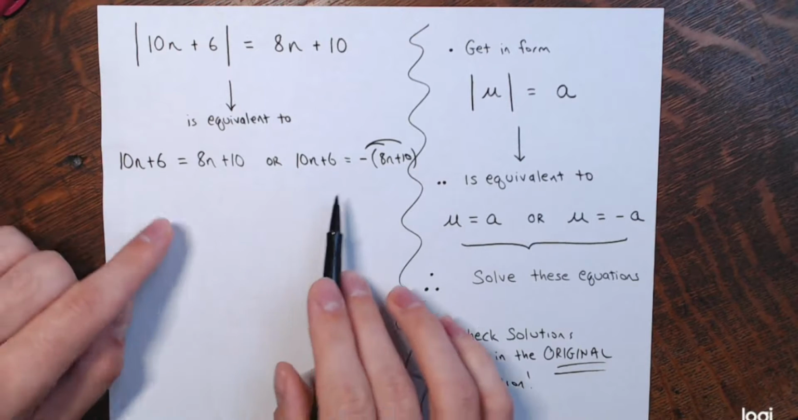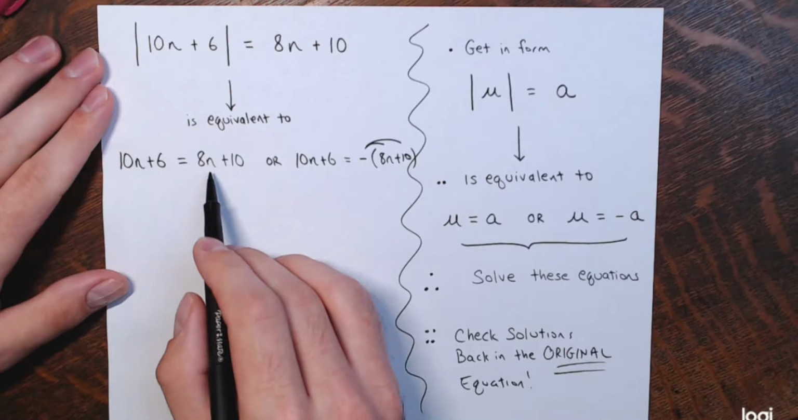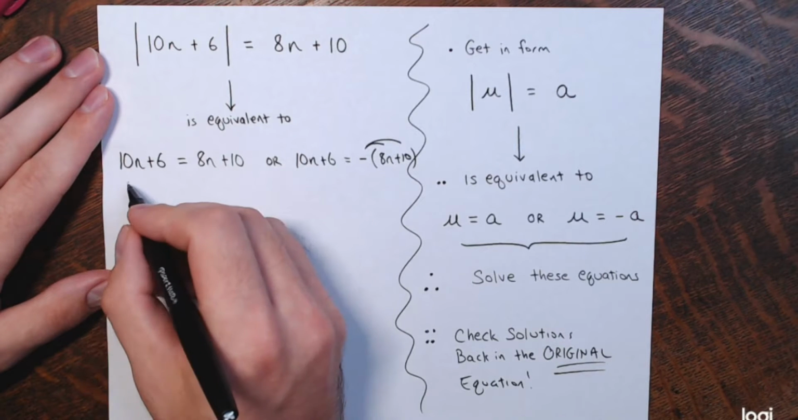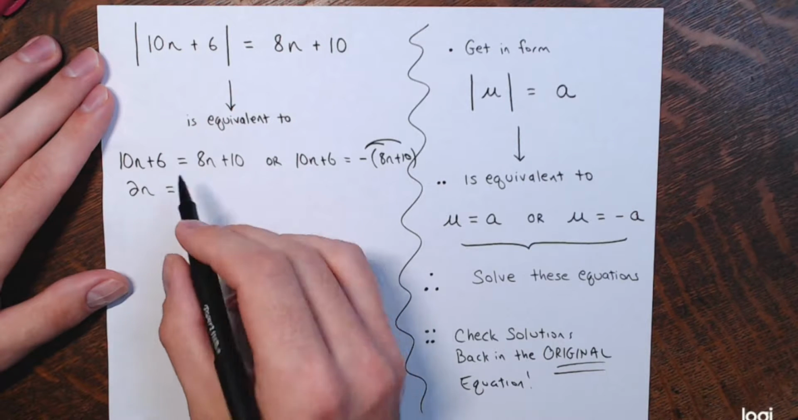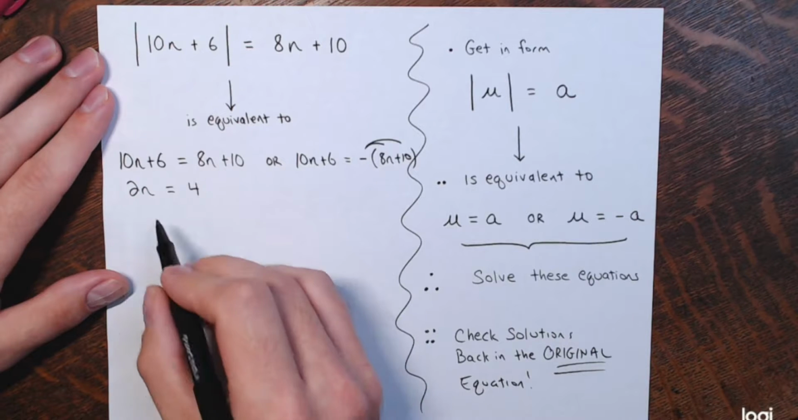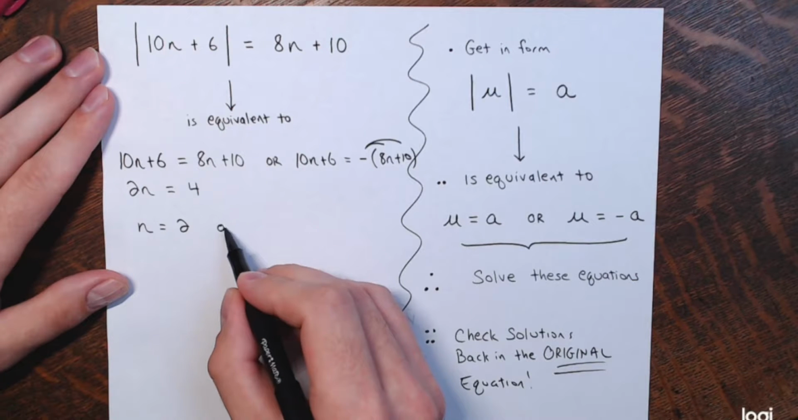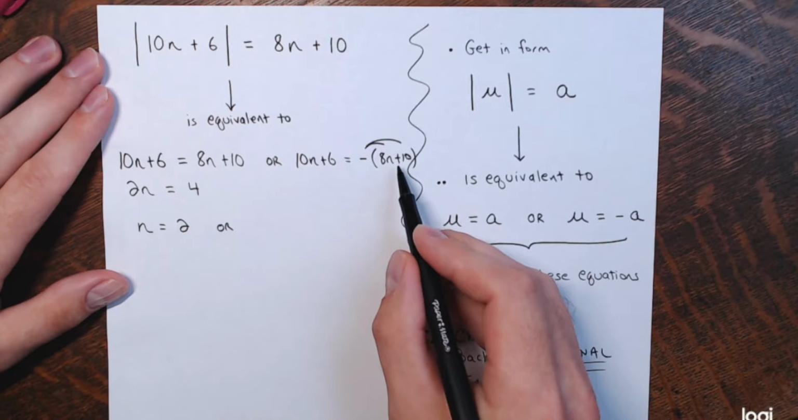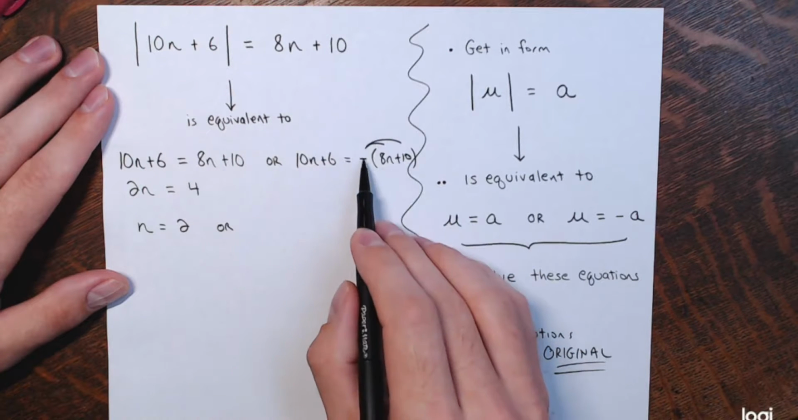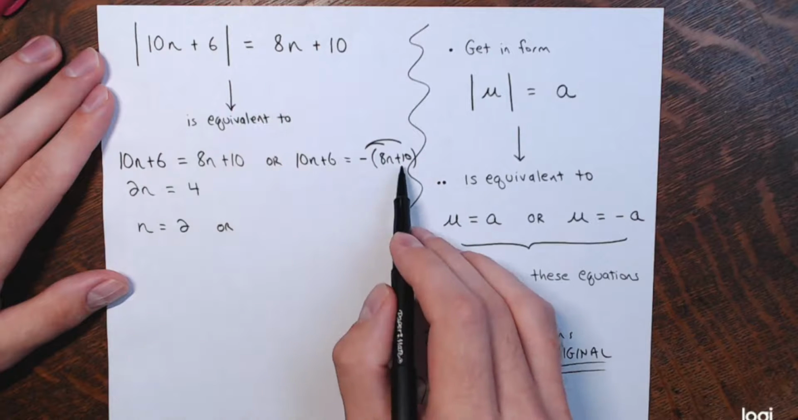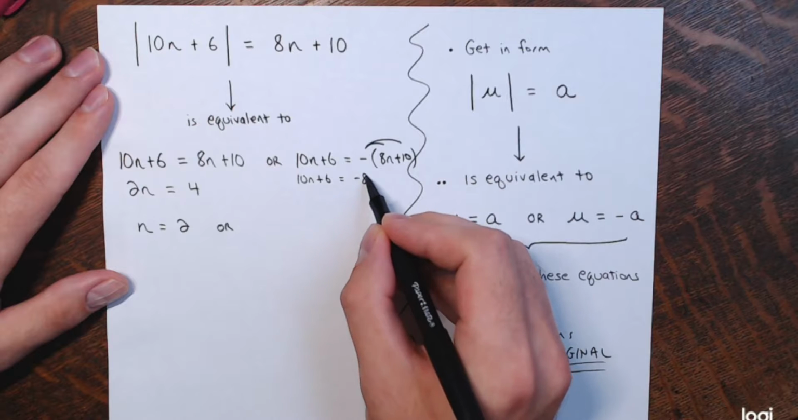All right, and then you solve each of these equations separately. Well, the first equation is simple enough. I would subtract 8n. That would give me 2n on the left. And I would subtract 6 to give me positive 4 on the right. And then divide by 2 to get n equals positive 2, right? Or, now this equation, remember I had 10n plus 6 equals the opposite of 8n plus 10. I'm distributing the negative, taking the opposite of the whole thing. This would be 10n plus 6 equals negative 8n minus 10.